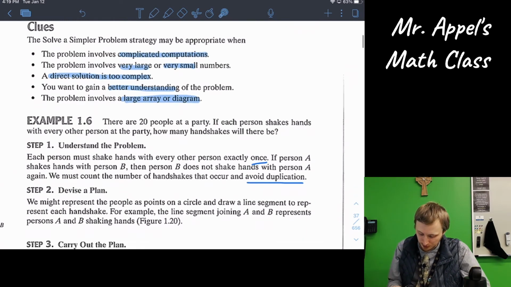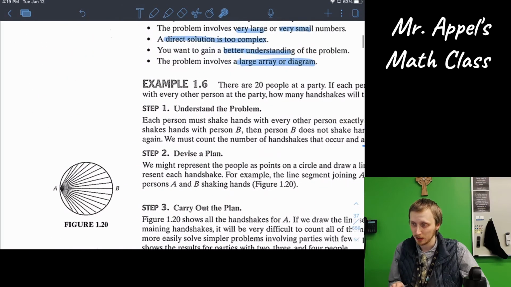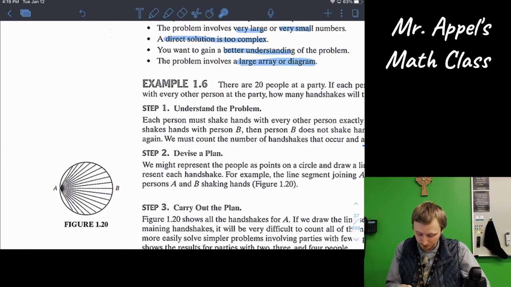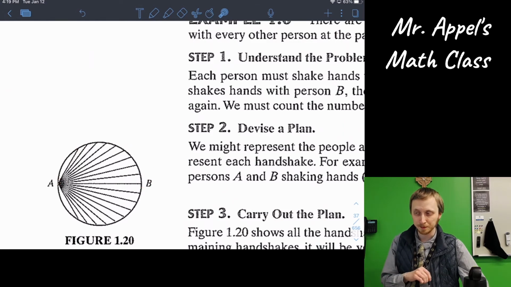So let's see what we can do here. We might represent the people as points on a circle and draw a line segment to represent each handshake. For example, the line segment joining A and B represents person A and B shaking hands. Figure 120. Oh my gosh, that's a lot. Look at all those lines. Person A shakes hands with this guy, this guy, this guy. All of these people around here. Here's person B on the other side of the room.